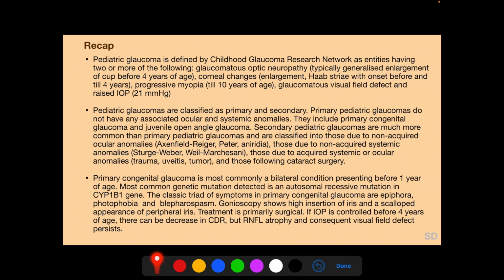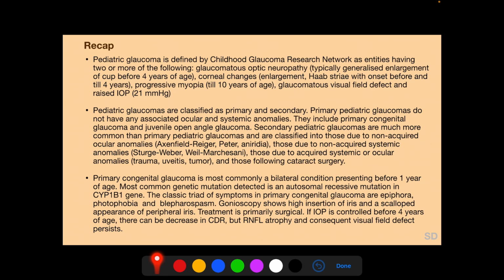Pediatric glaucomas are classified as primary and secondary pediatric glaucomas. Primary pediatric glaucomas do not have any associated ocular and systemic anomalies. They include primary congenital glaucoma and juvenile open-angle glaucoma. Secondary pediatric glaucomas are much more common than primary pediatric glaucomas and are classified into those due to non-acquired ocular anomalies, those due to non-acquired systemic anomalies, those due to acquired systemic or ocular anomalies, and those following congenital cataract surgery.